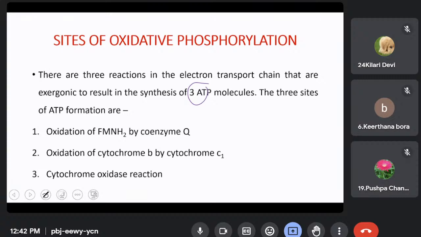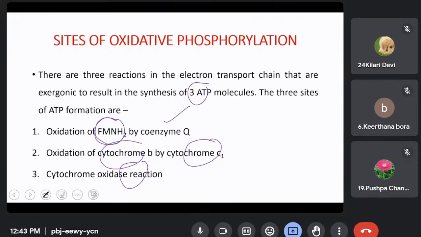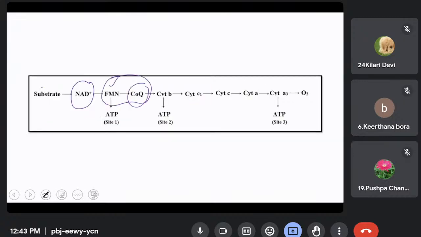So there are three sites for ATP formation. One is the oxidation of reduced flavin mononucleotide, FMNH2, by coenzyme Q, the second is the oxidation of cytochrome B by cytochrome C1, and finally the cytochrome oxidase reaction. Okay, so these are the three steps. From the substrate, NADH is produced during glycolysis and the Krebs cycle. From there it is transferred to flavin mononucleotide, and from there to coenzyme Q. FMNH2 releases hydrogen, transfers them to coenzyme Q, and gets oxidized. So the oxidation of FMNH2 takes place in the first site. This is the site where ATP is synthesized.